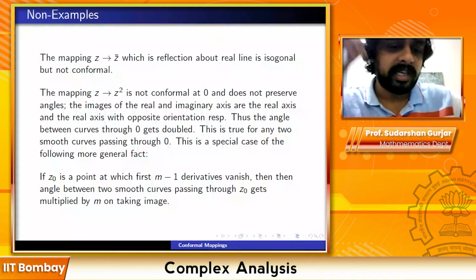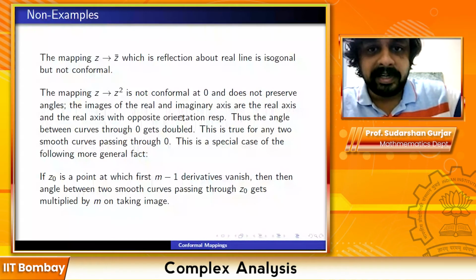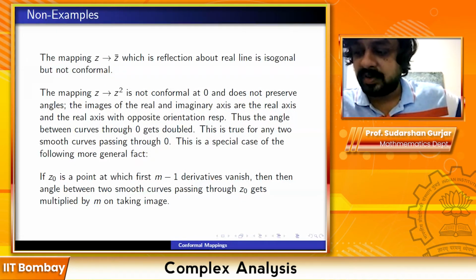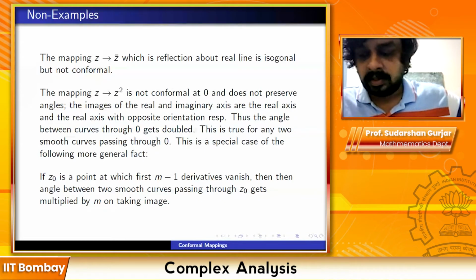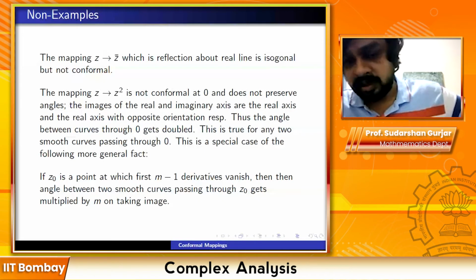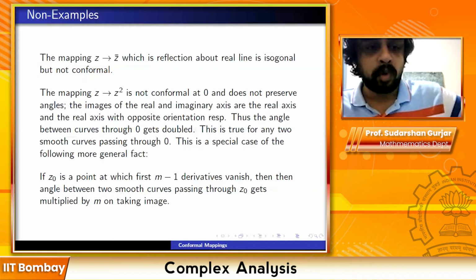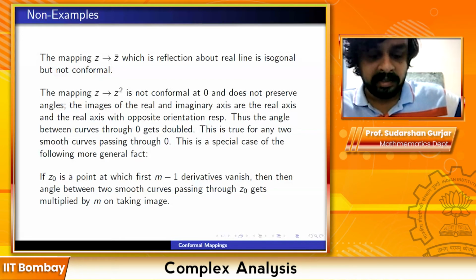Any doubts so far? Yeah. So I guess this is quite elementary. So therefore, this last comment shows that the derivative not being 0 is a necessary and sufficient condition for the angles to be preserved. If you have a holomorphic function, then if the angles between two curves passing through z0 have to be preserved on taking image, then the derivative at z0 has to be non-zero. Yeah, so it goes both ways.